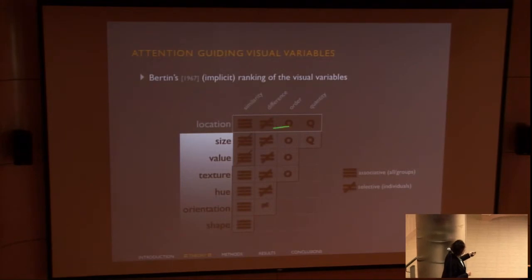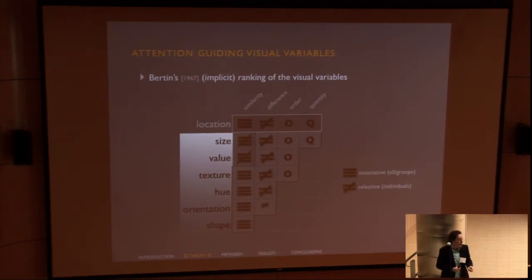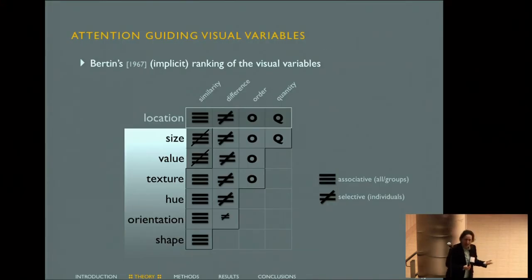You see, the first visual variable is actually the graphic mark on a two-dimensional scene, and in fact, its location. Where is that graphic mark placed is the first visual variable, and that visual variable has many of these properties: similarity, difference, order, and quantity, meaning you can use it to communicate similarity in data, difference in data, ordering of data values, for example, or actually the quantity of the value.